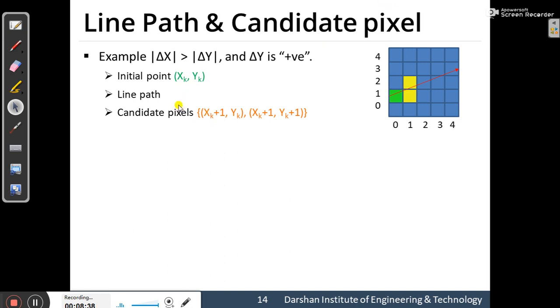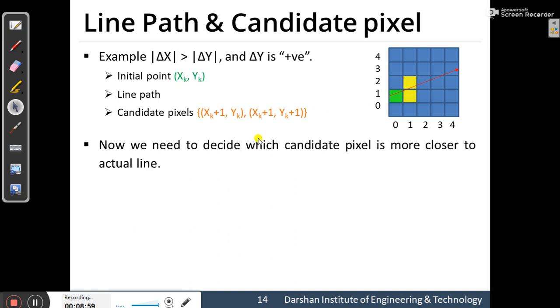As I have taught, here you can see del x is greater than del y, and that is positive, and the initial point is xk, yk. Suppose this one, then our candidate pixels will be these two: xk plus 1, yk, or xk plus 1, yk plus 1. Now we need to decide which candidate pixel is closer to the actual line. For that we use the decision parameter pk equation.